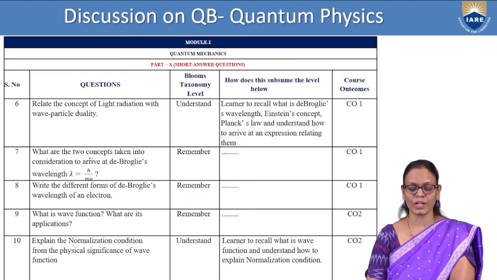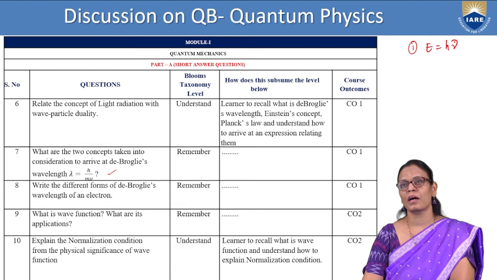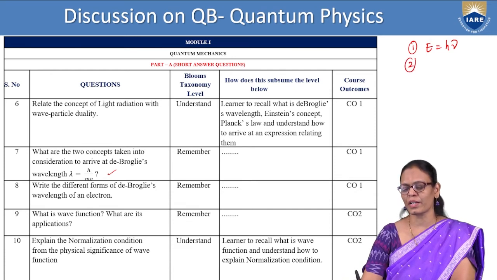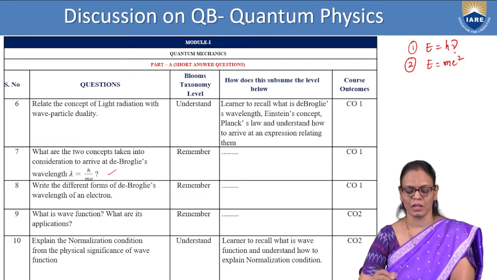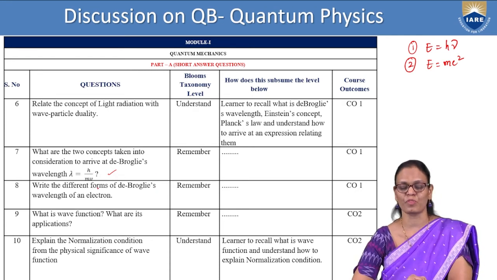The next question: what are the two concepts taken into consideration to arrive at de Broglie's wavelength, which we have already discussed? The first one is E = hν, which is Planck's relation. And the second one is E = mc², which is Einstein's relation. So we are using these two relations to get our de Broglie wavelength, λ = h/mv.